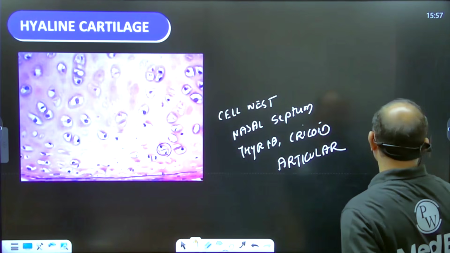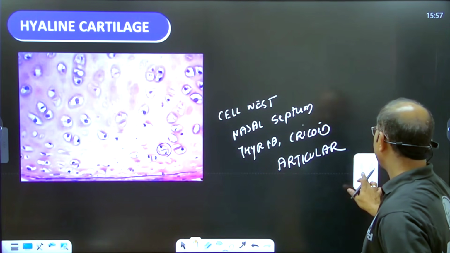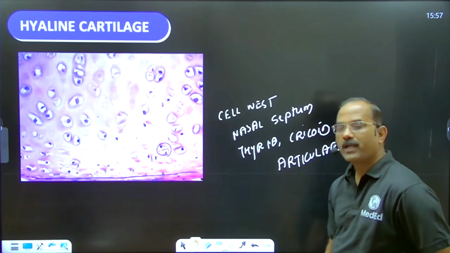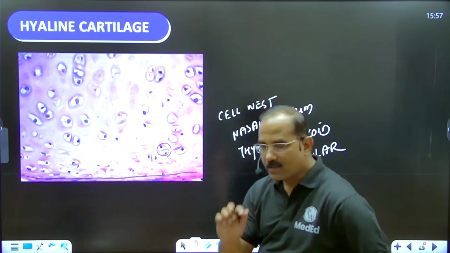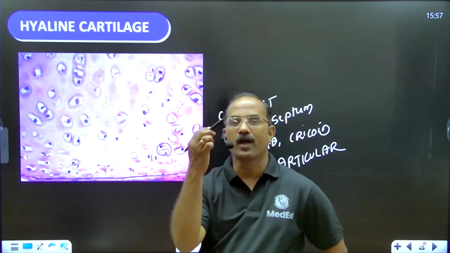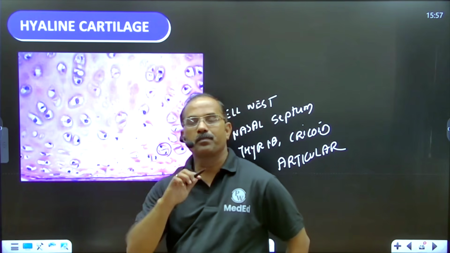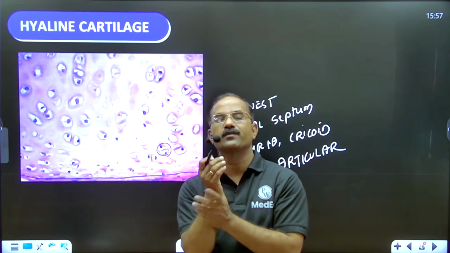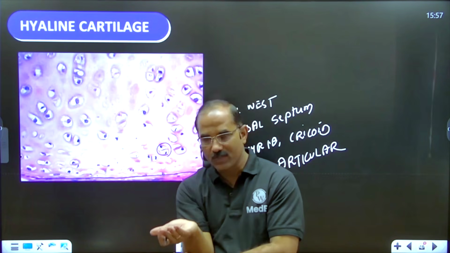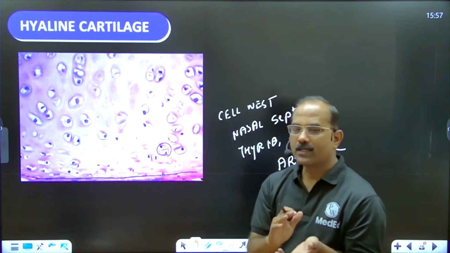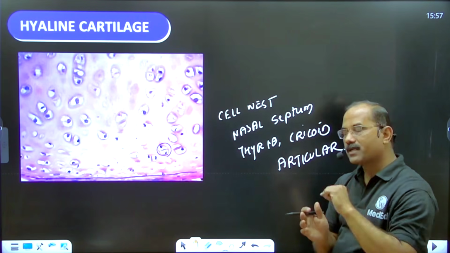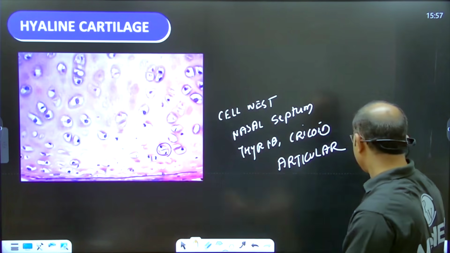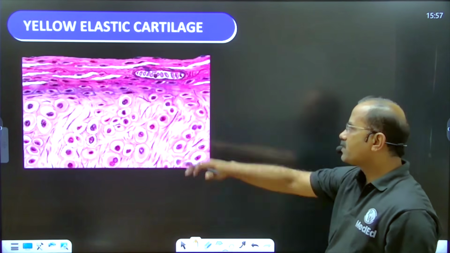Just remember one thing for the articular cartilage: perichondrium is absent. Articular cartilage is a type of hyaline cartilage, but perichondrium is absent because articular cartilage lines the surfaces of the bones, which take part in the formation of the joints. It's a type of hyaline cartilage. Remember.